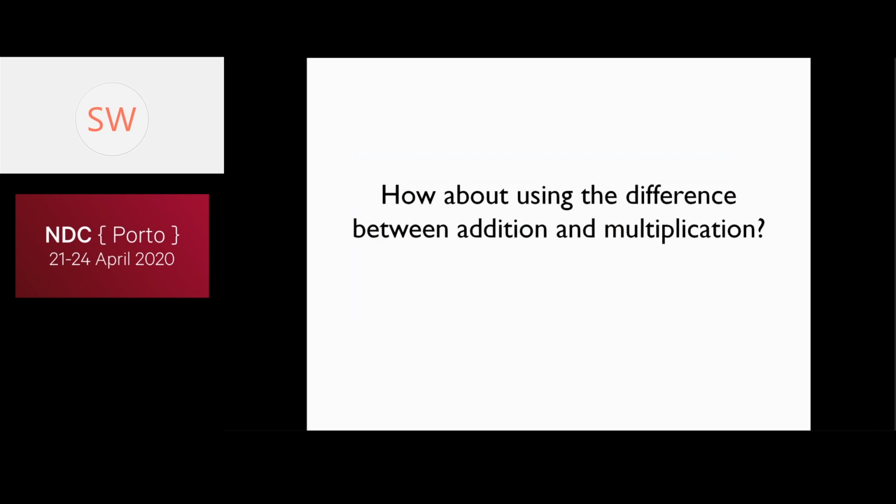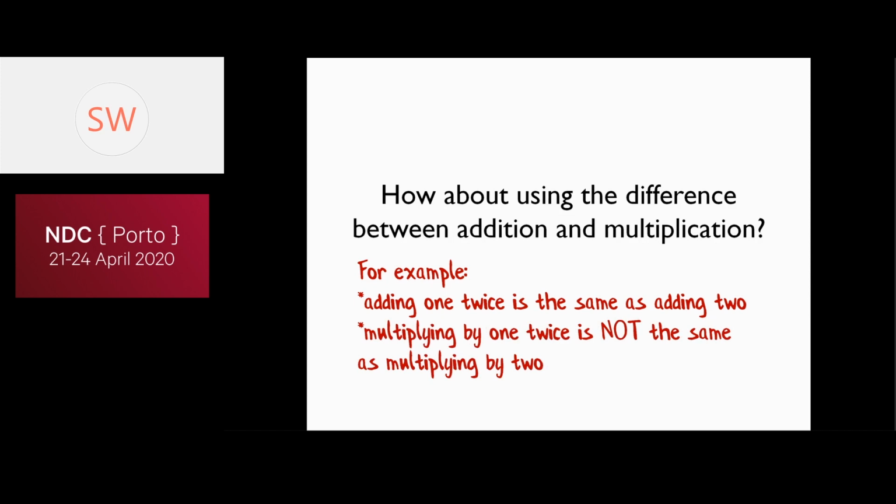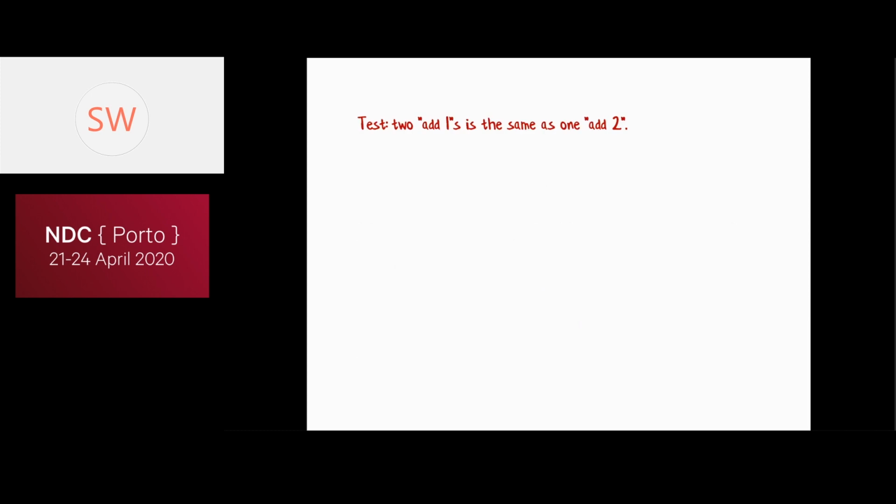So what's the difference between addition and multiplication? Well, that's a bit trickier, but a simple one is if you add one and you do it twice, that's the same as adding two. But if you multiply by one twice, that's not the same as multiplying by two. So let's turn that into a test as well. We're going to call it two adding ones. Two adding ones is the same as adding two.